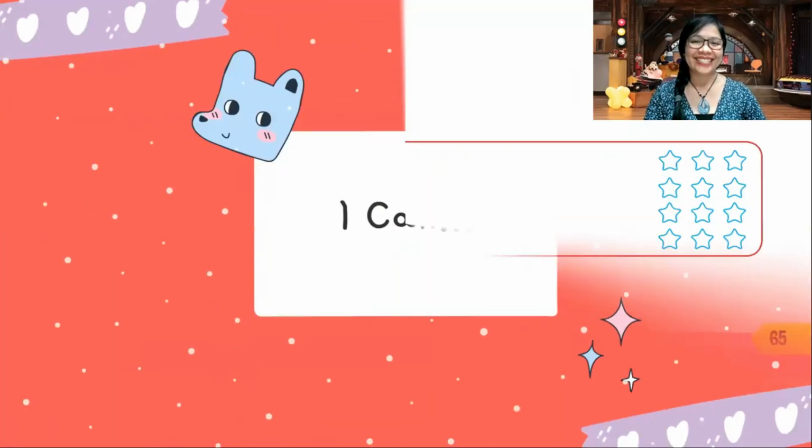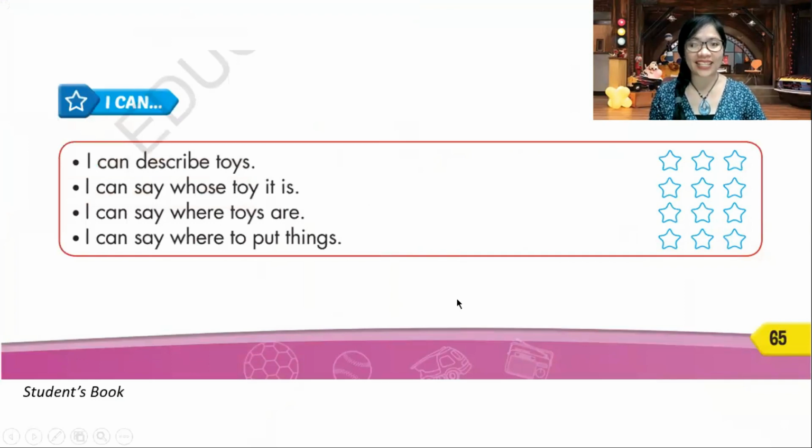So there are three stars on the right. First, second, and third. You're going to color only one star at a time. The third is the highest if you can remember all the things that we studied in this theme. First, I can describe toys. First, second, or third star. Color it. Second, I can say whose toy it is. Can you remember all the toys? And whose toy is it? If you remember all, then you can color the third star.